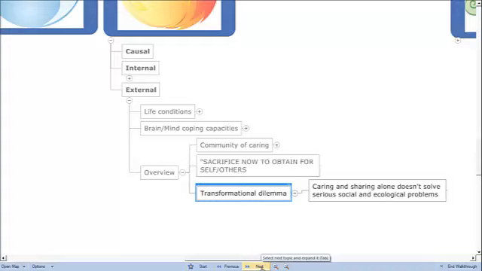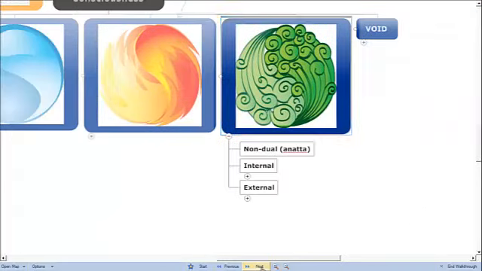What happens is that they realize that caring and sharing alone doesn't solve serious social and ecological problems. So they were at this level: I'm okay, you're okay, let's save the whales, let's protect the chimpanzees and the great apes, let's give everybody a voice. But they realize what this leads to is gridlock. And they find out that this type of caring and sharing doesn't really solve complex social and complex ecological problems. So the next step after that is Air Internal.